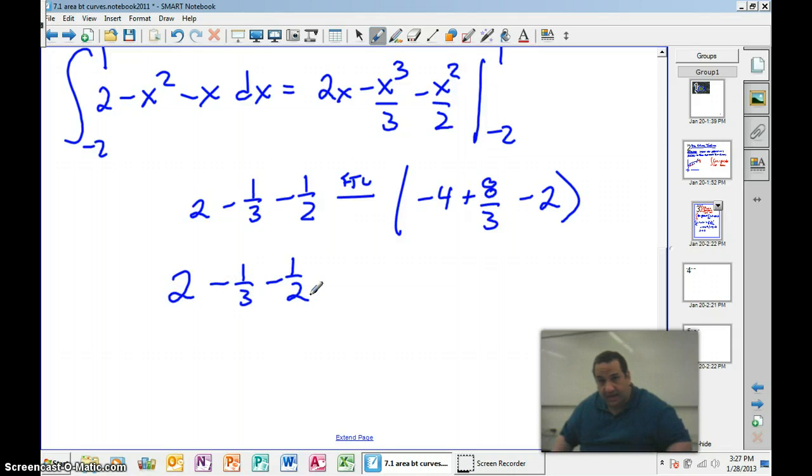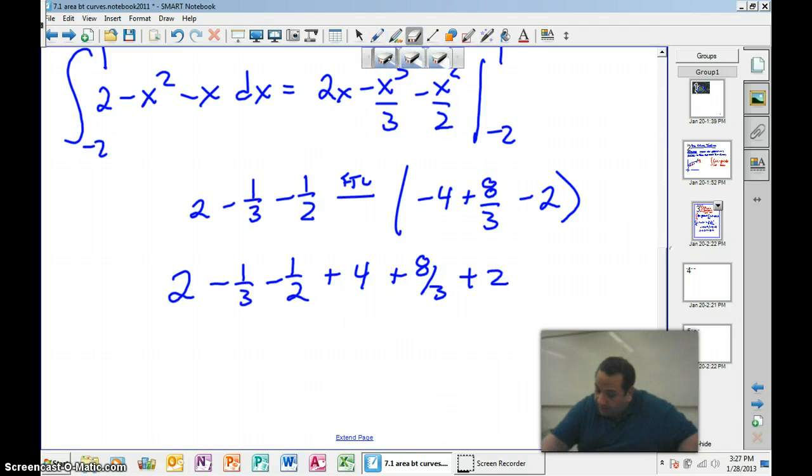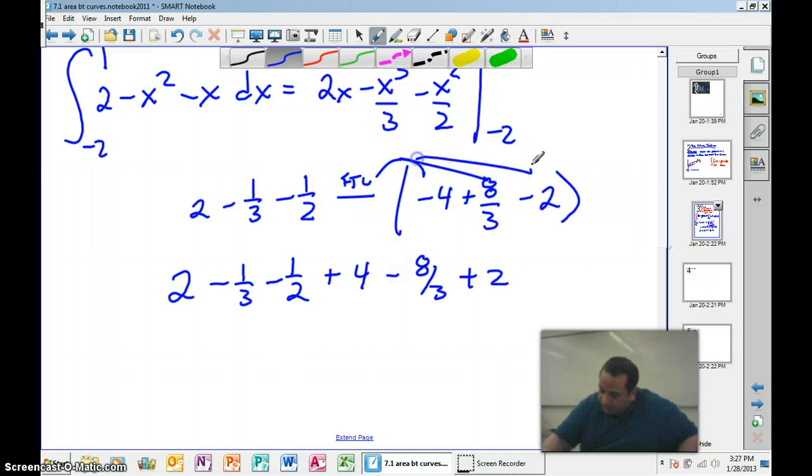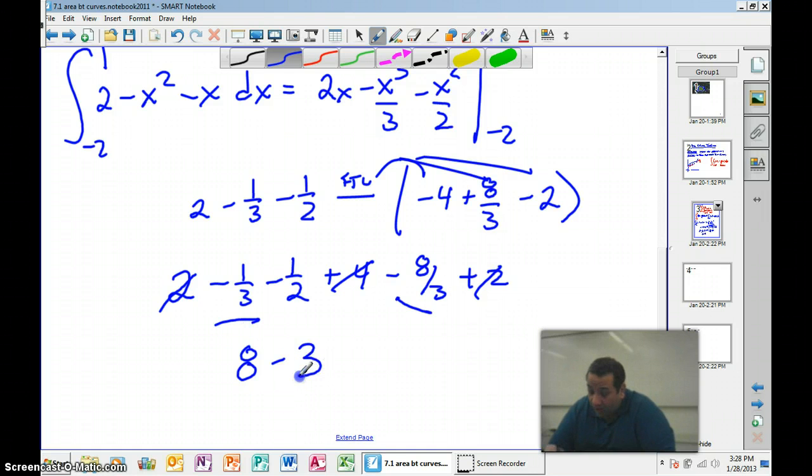Notice I didn't get any common denominators yet because I knew I had it on the other side. Plus 4 plus 8/3 minus, then it's plus 2, and it's minus 8/3 because I have to throw that negative out to all three. So now watch the magic happen. 2 and 2 is 4, and 4 is 8. -8/3 and -1/3 is -9/3, which is -3.